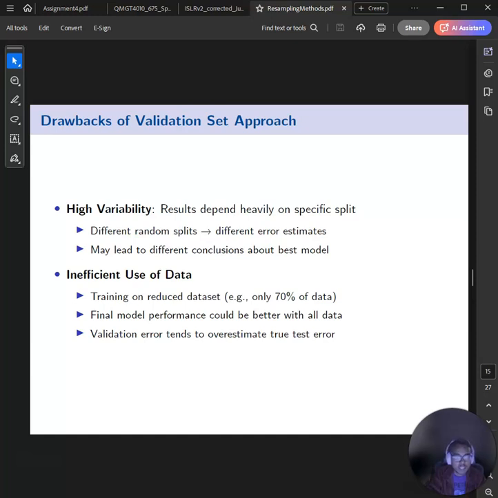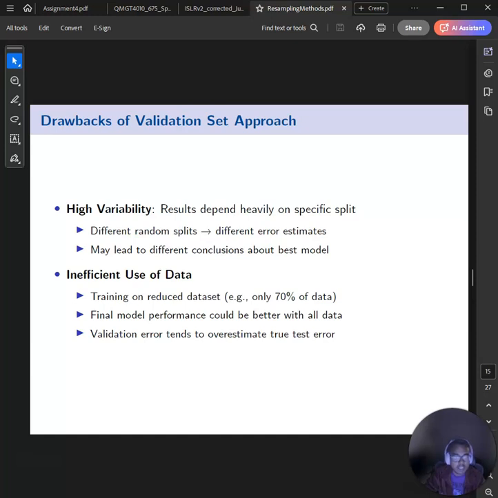While the validation set approach is straightforward, it has some important limitations that we need to be aware of. First, there is high variability in the results depending on which specific split we use. If we randomly split our data differently, we might get very different error estimates. This can lead to different conclusions about which model performs best, making our model selection process somewhat unstable.